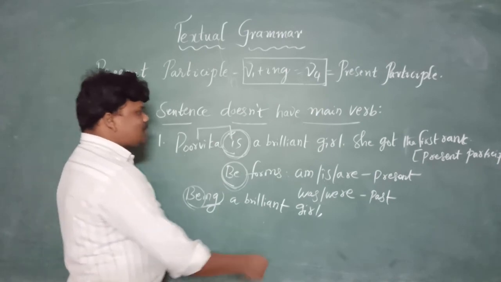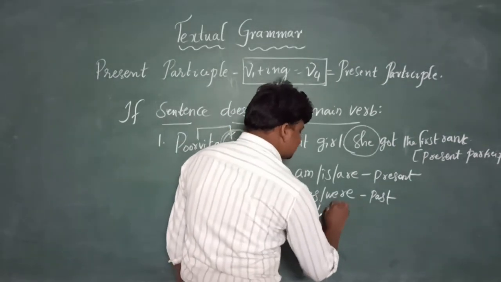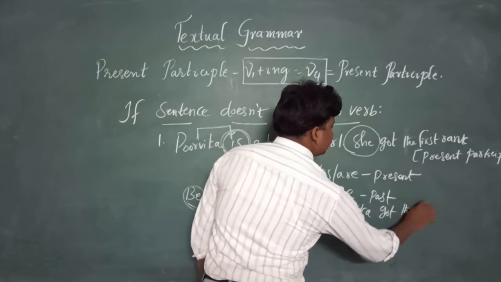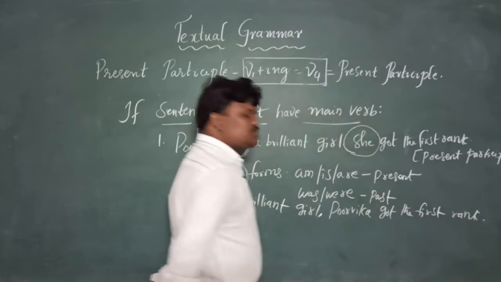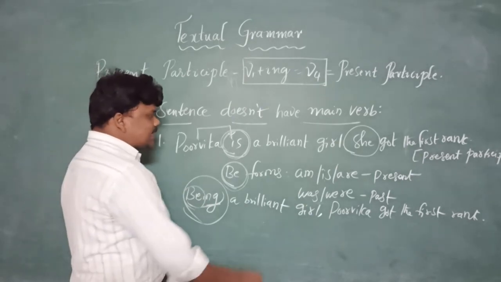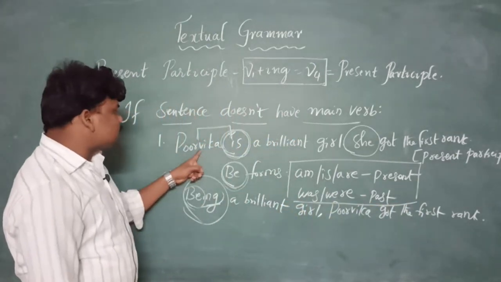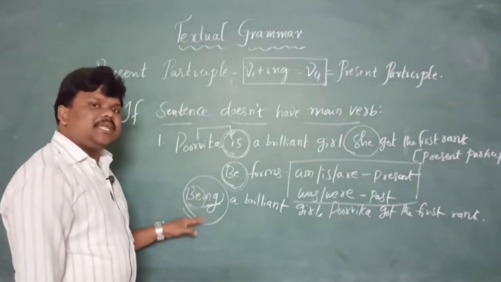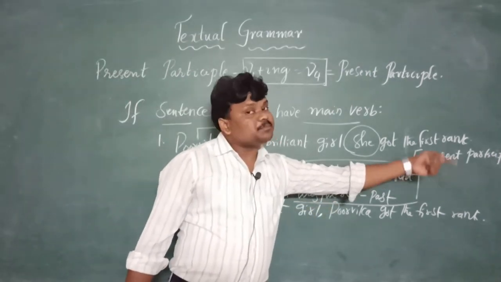Being a brilliant girl, comma, replace this pronoun with the name, which is Purvika. Being a brilliant girl, Purvika got the first rank. Purvika got the first rank. Very simple. See, being compulsory. What are the cases where we need to add being? Am, is, or was, were. After the subject, if there is am, is, was, or were, compulsory, we need to add being. We need to begin the sentence with being if the question asked us to combine with present participle.